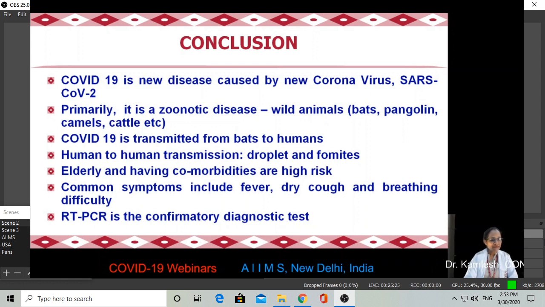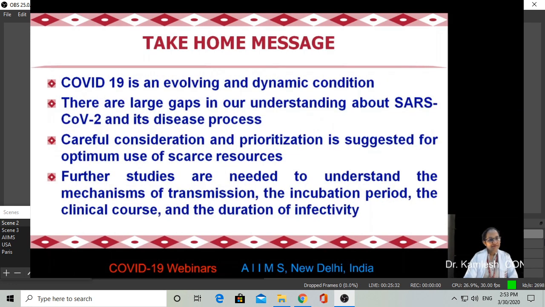Reverse transcriptase polymerase chain reaction is the confirmatory diagnostic test. So COVID-19 is an evolving and dynamic condition. We need to understand that.